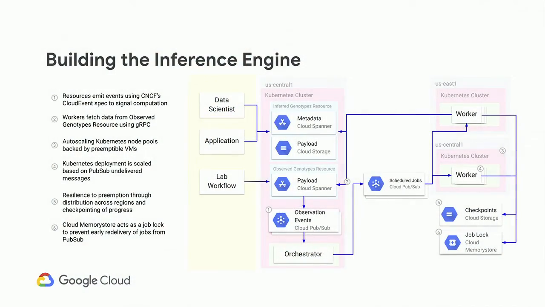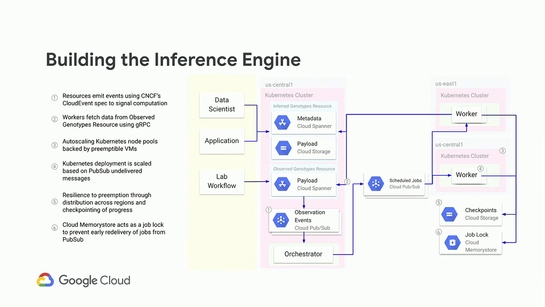This is our architecture for this genotype inference pipeline. Let's talk about some of those principles that we laid out earlier. If you go left to right, starting from the bottom, we've got a lab workflow, a lab system that's pushing data into our observed genotypes resource. That's backed by Cloud Spanner. All of that data is in Cloud Spanner. From there, you get a Cloud event. You get that asynchronous notification that new data has arrived.